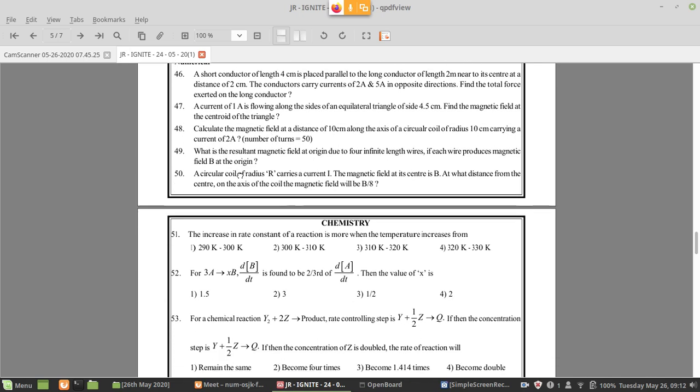49th question. What is the resultant magnetic field at the origin due to 4 infinite length wires if each wire produces magnetic field B at the origin?